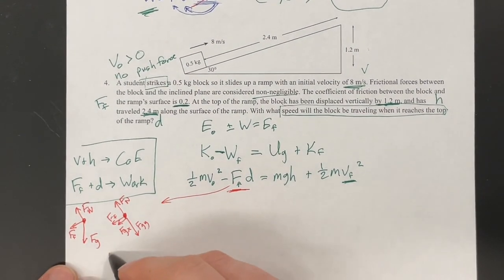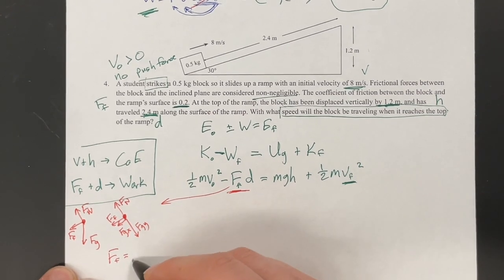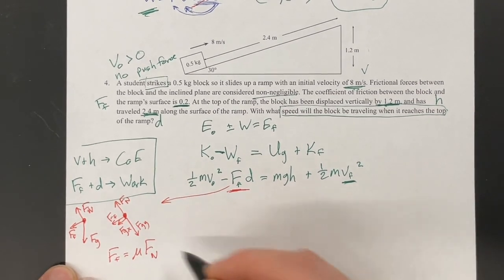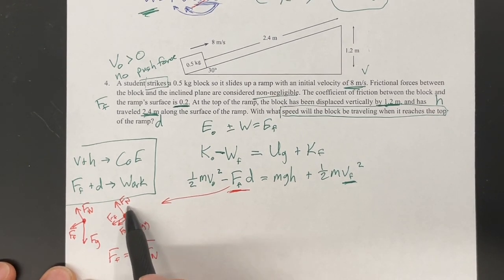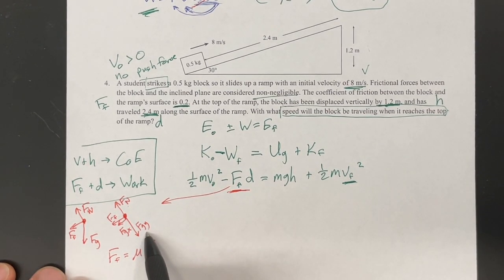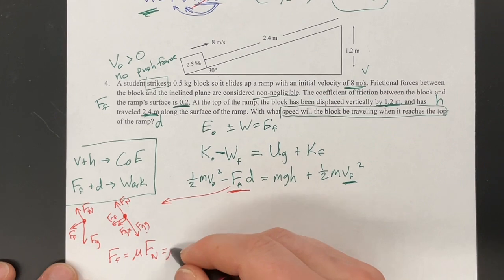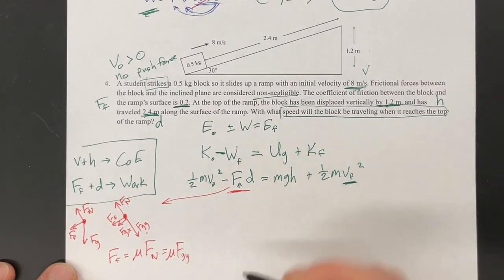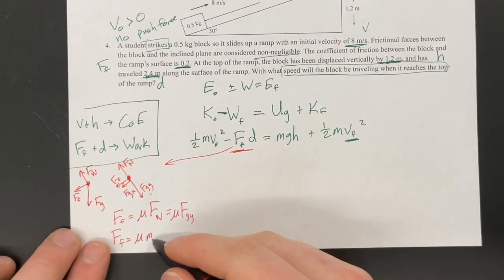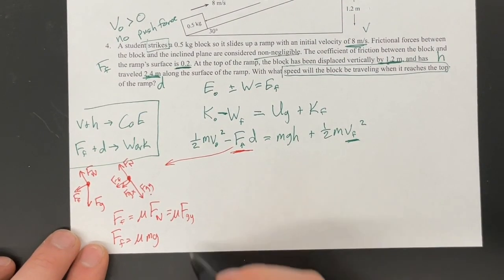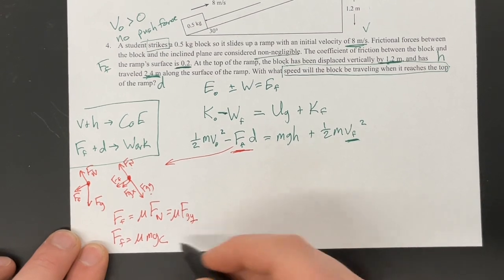So when I want my force of friction equals mu Fn, what can I use to find Fn? Fn equals FGY. So I can say my force of friction is mu mg, and inclined planes are weird, cosine theta.